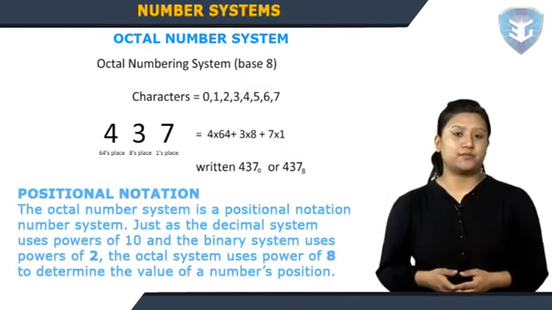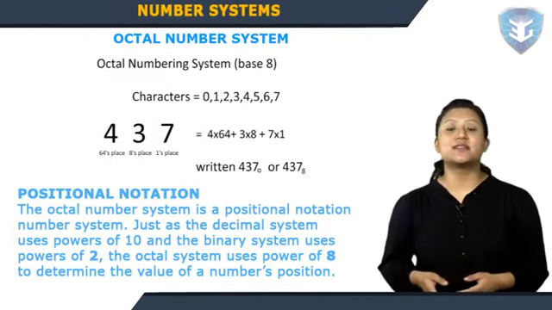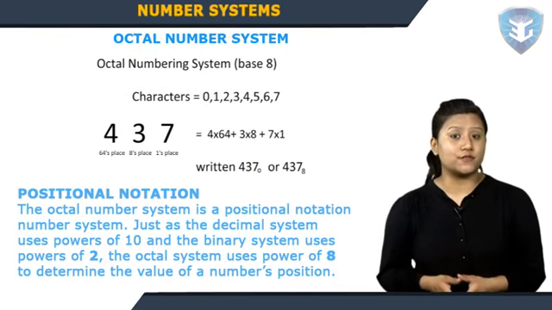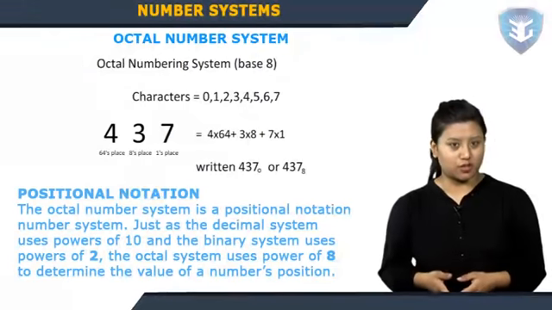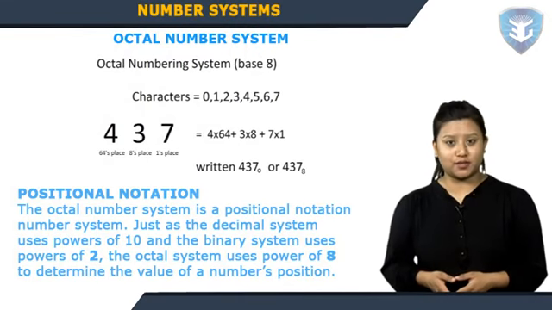Positional notation. The octal number system is a positional notation number system. Just as the decimal system uses powers of 10 and the binary system uses powers of 2, the octal system uses powers of 8 to determine the value of a number's position. The following bar graph shows the positions and the power of the base.